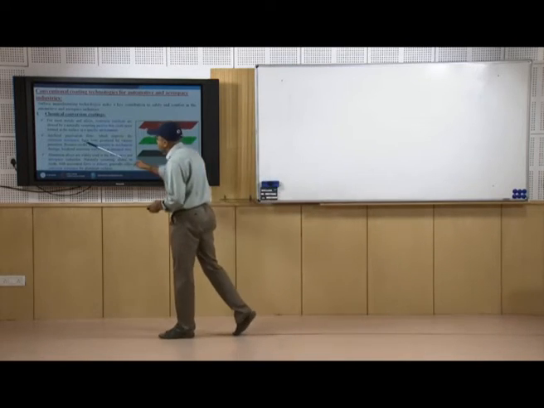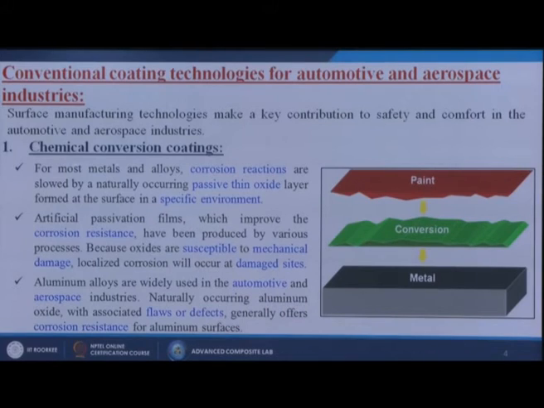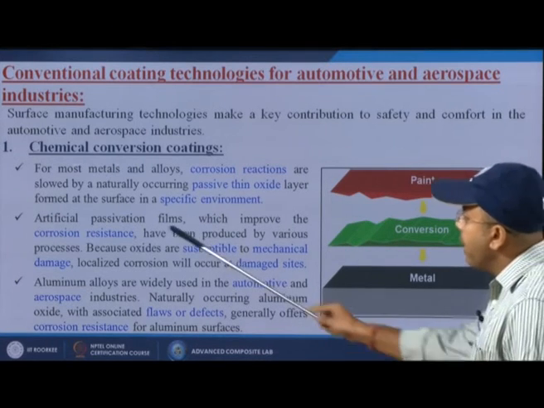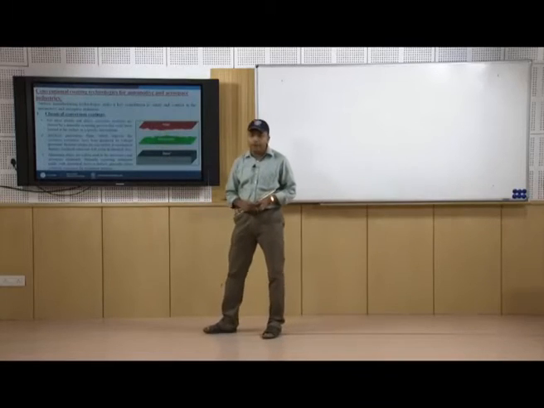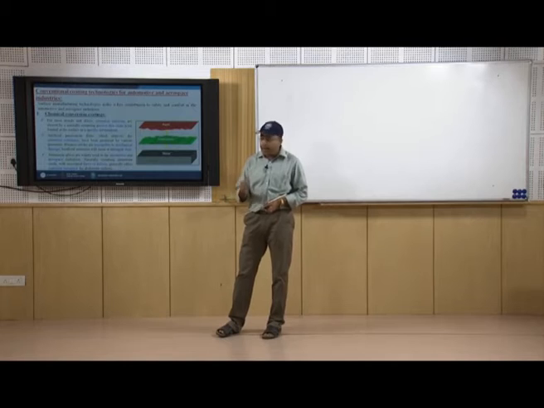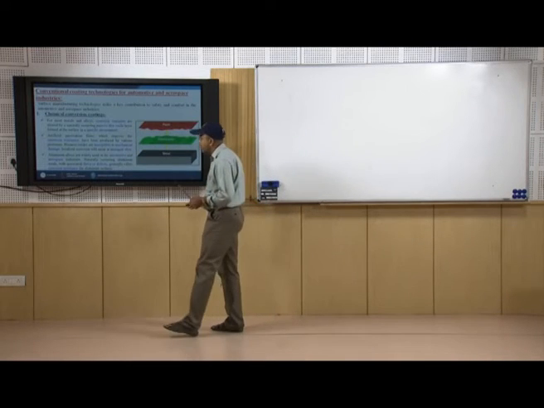Next, artificial passivation films which improve the corrosion resistance have been produced by various processes, because oxides are susceptible to mechanical damage. Localized corrosion will occur at the damage site. So, simply, we are making a material which will give us corrosion resistant properties, so that the environment will not come into direct contact with the substrate itself.